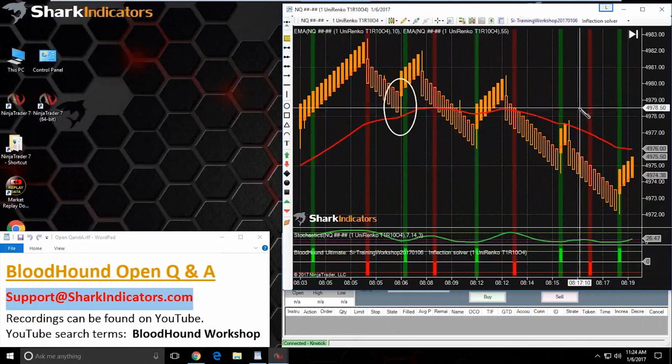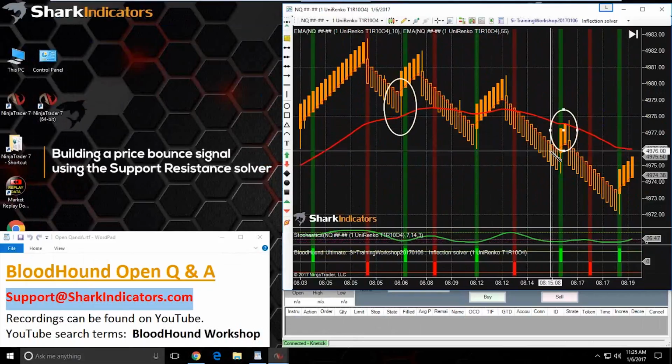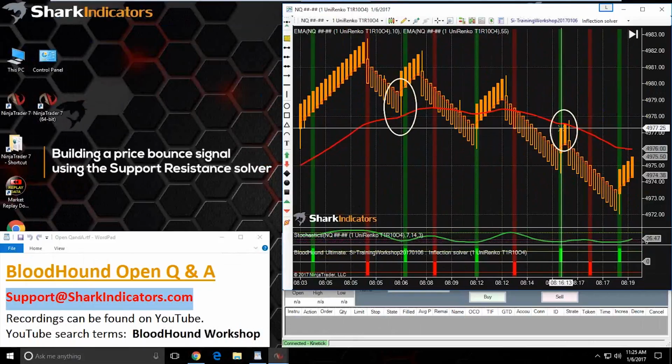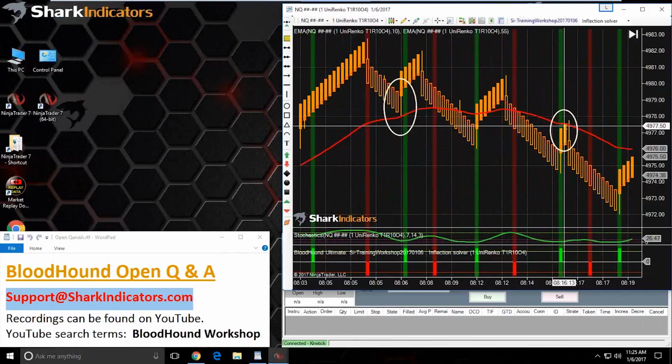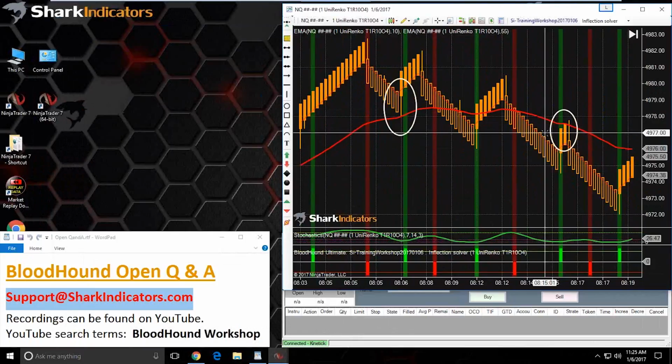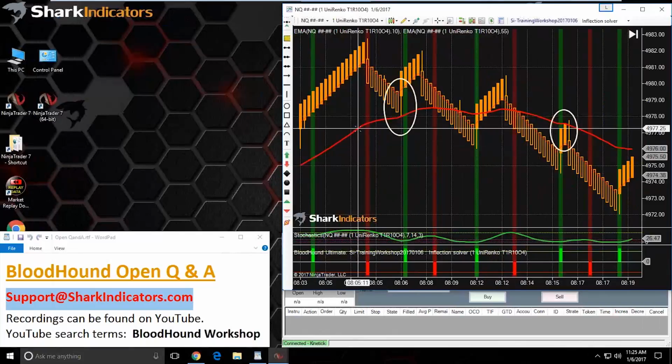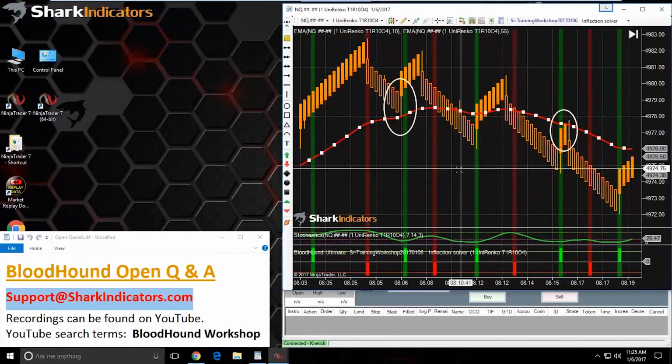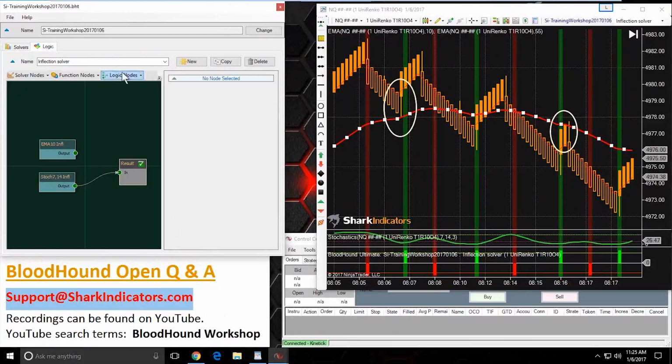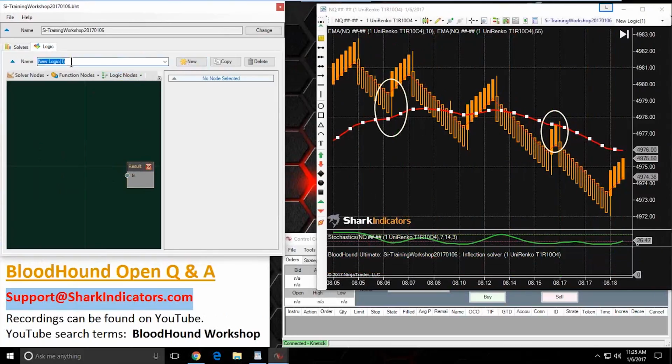I said I would use the support resistance solver to detect a possible bounce off of some kind of moving average, or it could be off of any kind of indicator that you've got here, but I'm just going to use an EMA in my example. All right, so let me get a new logic template started here. We're looking for a price bounce using the support resistance solver.